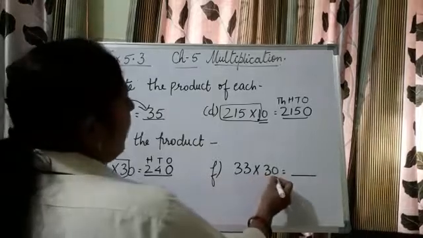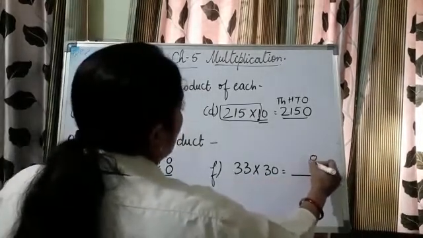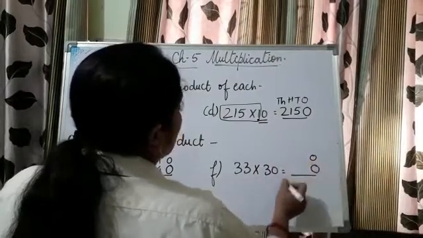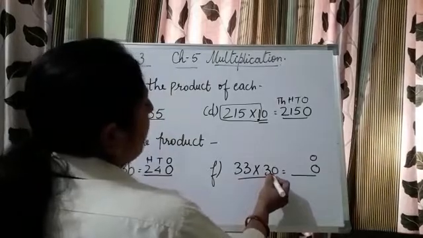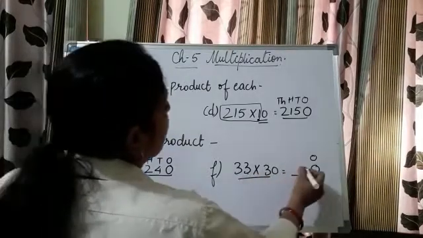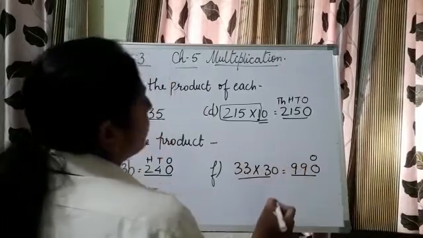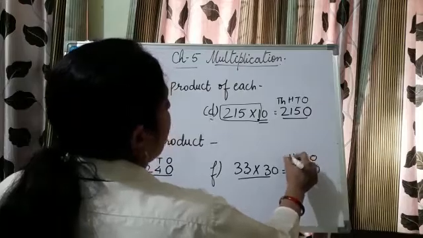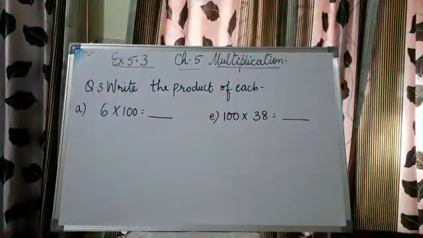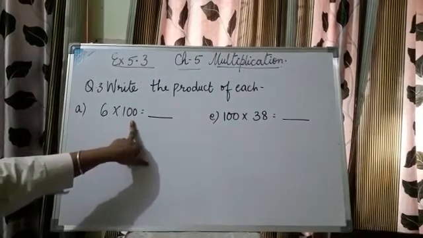Coming to the F part, again here we are using the same rule. In the ones place we bring this 0 and the rest of the digits are multiplied with each other, like 3 multiplied with 3 is 9, which means your product is 990. Question number 3. A part says 6 multiplied with 100.